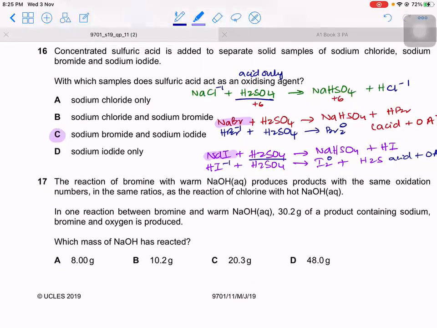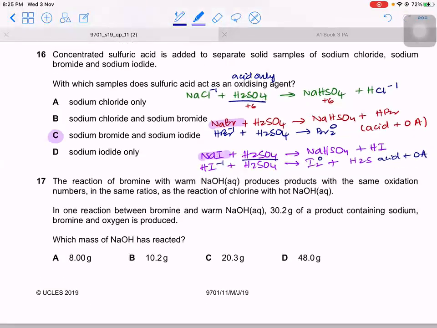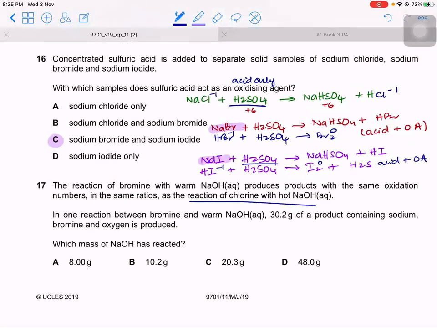Reaction of bromine with warm NaOH produces products the same way. The ratio is the same as chlorine with hot NaOH. So let's see the equation. Chlorine with NaOH will be the same as the reaction of bromine with hot NaOH.